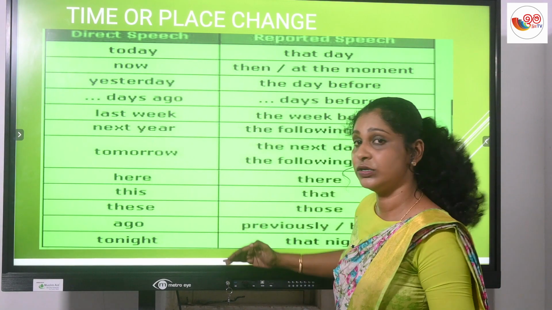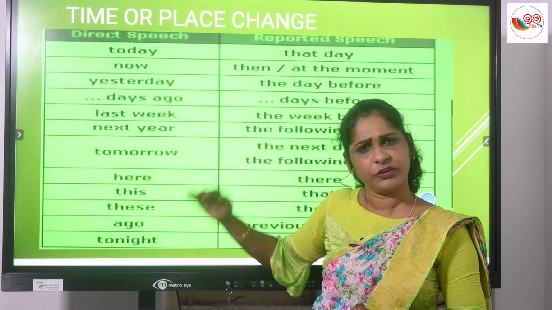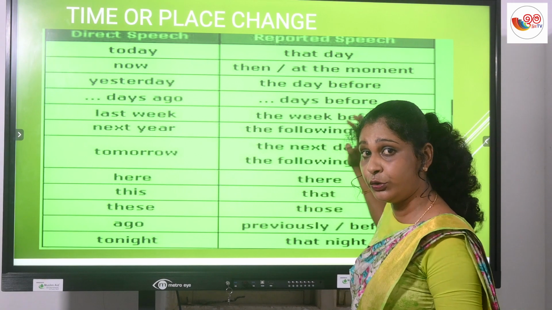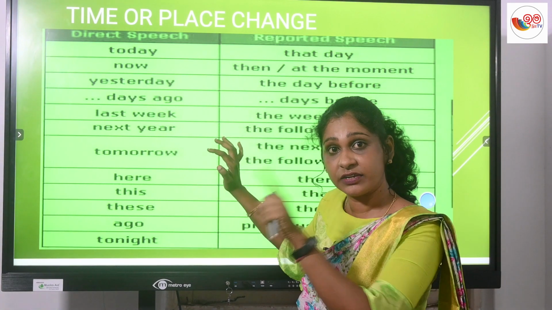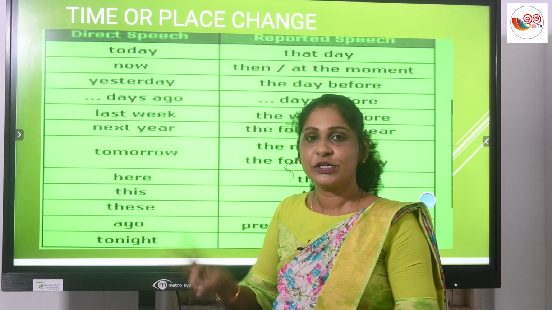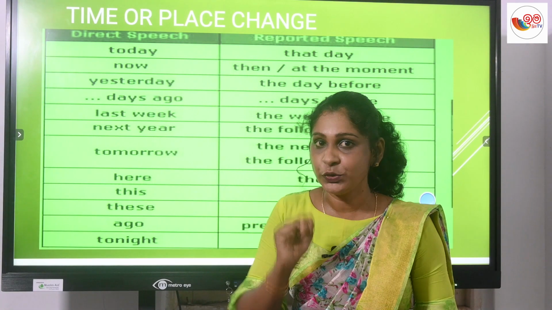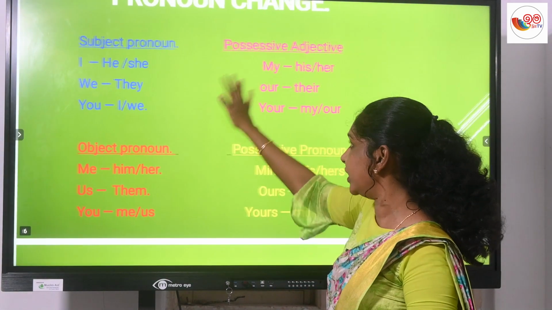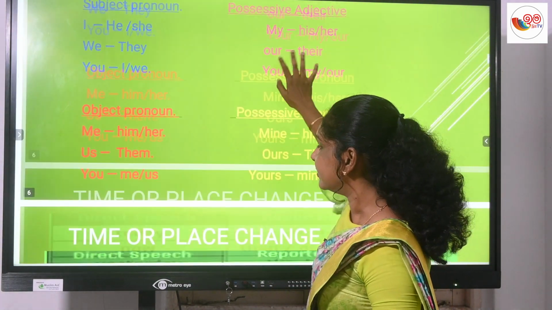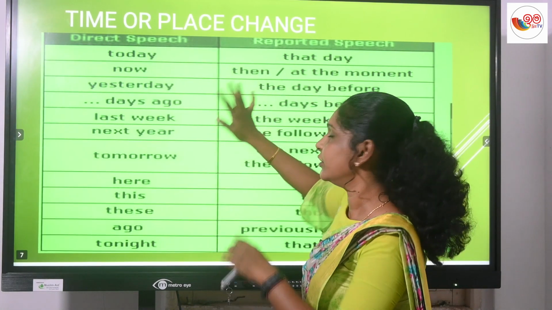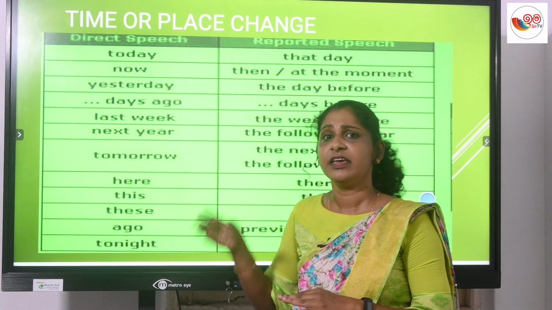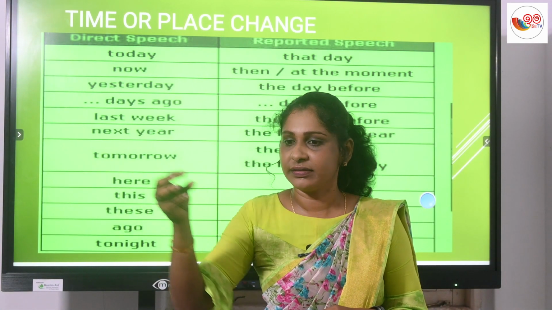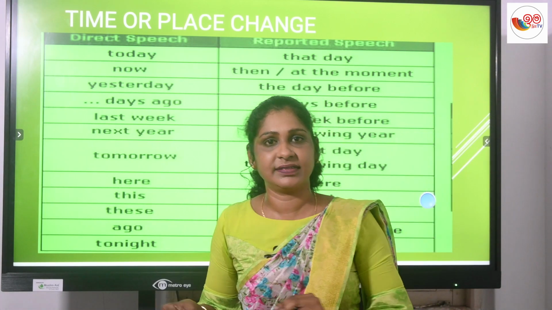So this is about time or place change. Definitely you have to change according to this when you do direct into indirect, when you do reported speech. So already we have discussed two changes. One is pronoun change, so you have to remember these pronoun changes, and the time or place change. Like this you have to remember. It's very easy if you remember those things. Simply you have to apply. You have to take the word and replace it.